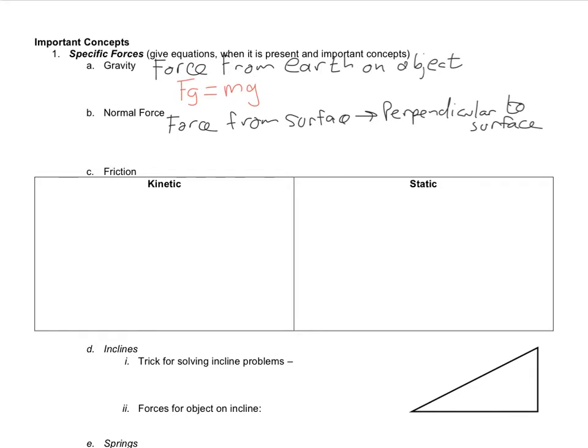The next force is the normal force, and that is the force we have from any surface. It always acts perpendicular to that surface, so the floor, the ground, etc. The one thing we want to keep in mind is do not assume that the normal force is equal to the force of gravity. That is sometimes true, but that will not always be true, and that's an important thing to keep in mind for force problems.